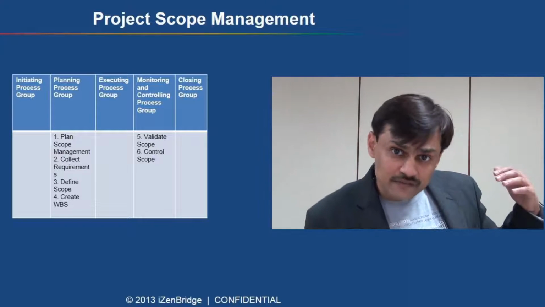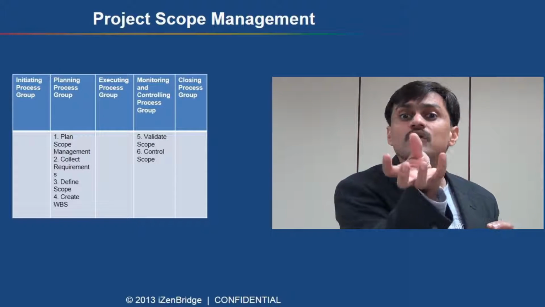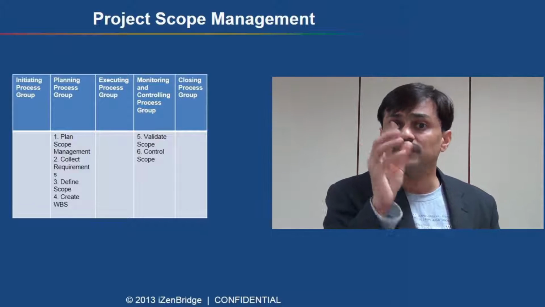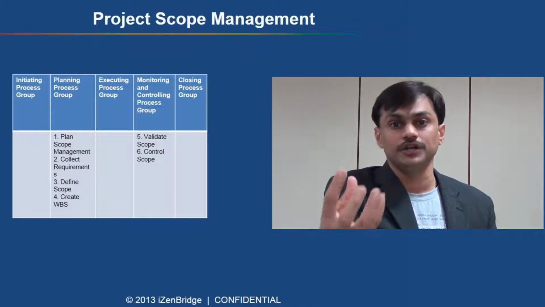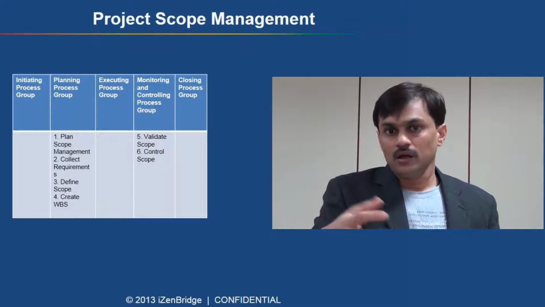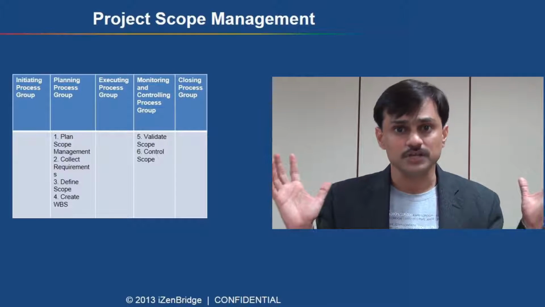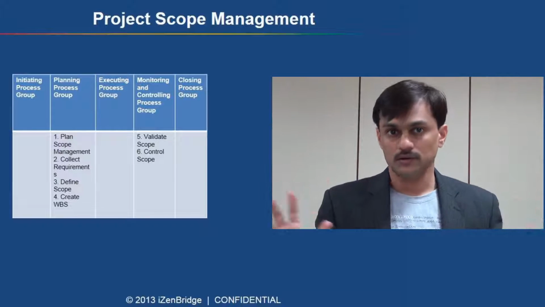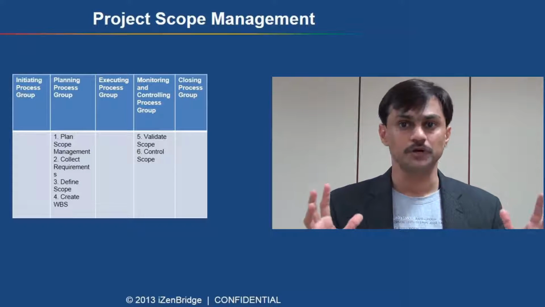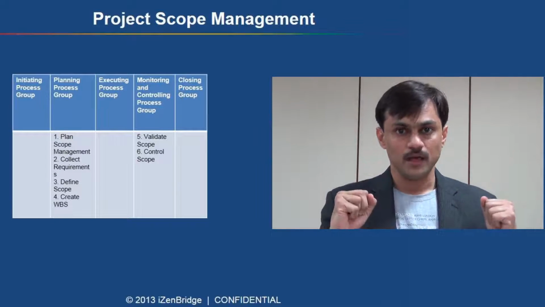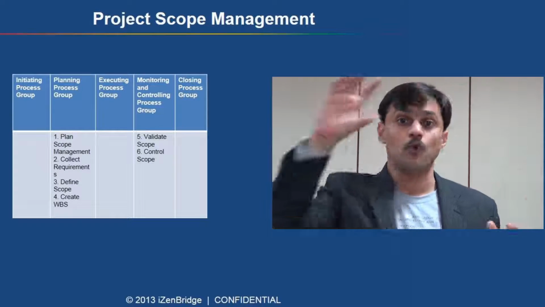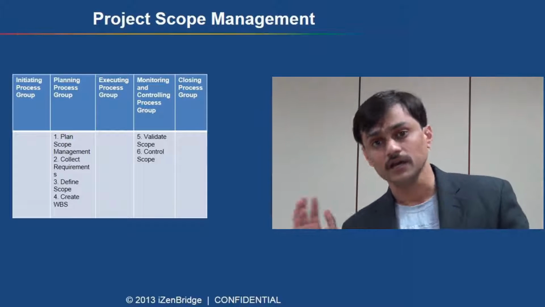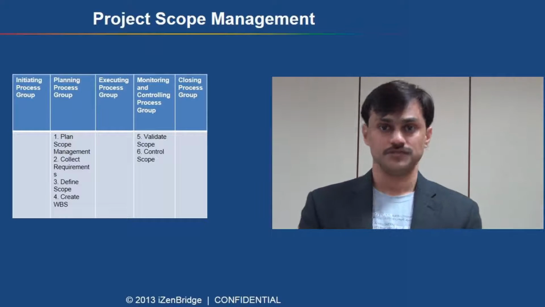So at the leaf level, you have a manageable work package which can be further divided into activities and allocated to individuals. The work breakdown structure helps us in visualizing what all is included in this particular project. Now these were the planning process group processes of project scope management. Now let's look at the controlling process group processes.